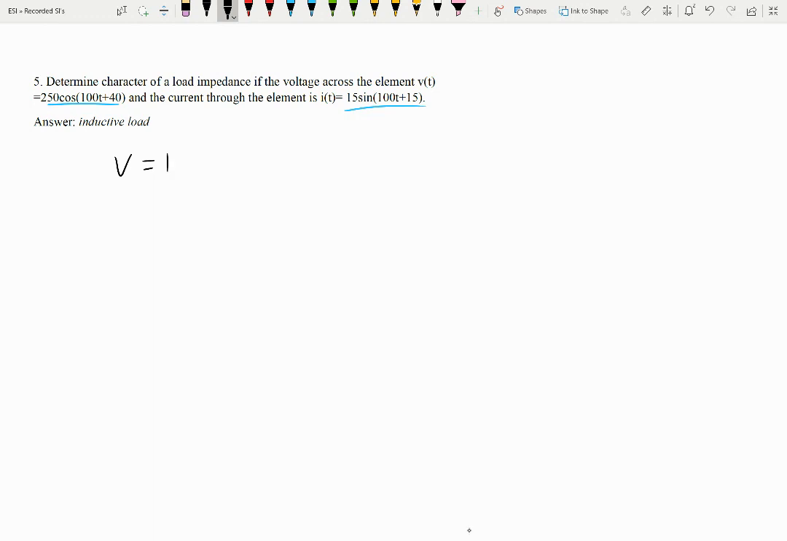So we have the voltage is equal to 250 cosine 100t plus an angle of 40 degrees. Okay, we look here, cosine, so we're good. So this is equal to 250 at an angle 40 degrees volts.